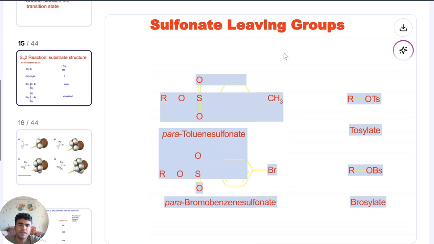Now these sulfonate leaving groups are quite stable, large as well as stable, because the negative charge is very much stabilized with these three double bonded oxygens. It will be distributed over these double bonded oxygens.